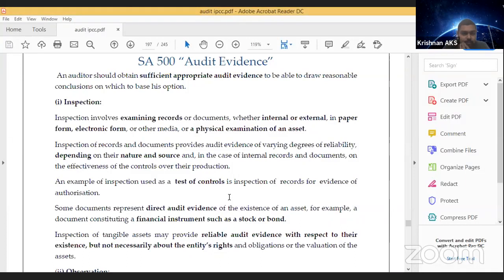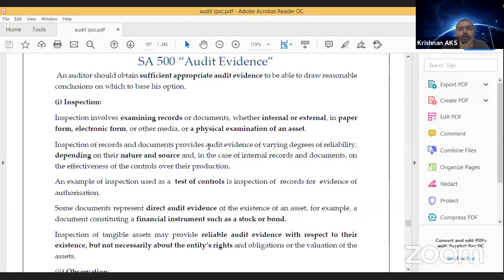Yes, sir. Okay. So today we will start with SA 500. SA 500 is audit evidence. An auditor should obtain sufficient and appropriate audit evidence. Sufficient means quantity, as I already told you. Appropriate means quality. So you should obtain sufficient appropriate audit evidence.